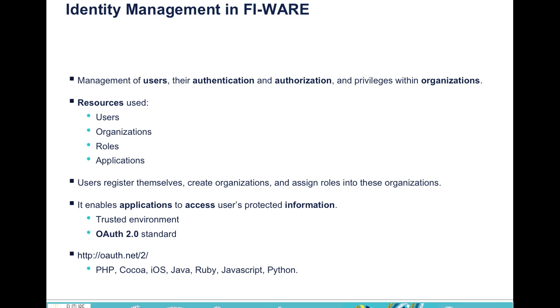This information can be stored in the same FI-WARE account, such as, for example, the email, the username, the date of birth, and so on, or in other generic enablers as well. This access is handled in a trusted environment using the OAuth 2.0 standard. This is a widely used standard and there are plenty of libraries in different programming languages that are fully compliant with it. In this URL, you can find many of these libraries. Now we'll see how this standard works and what it is used for nowadays.